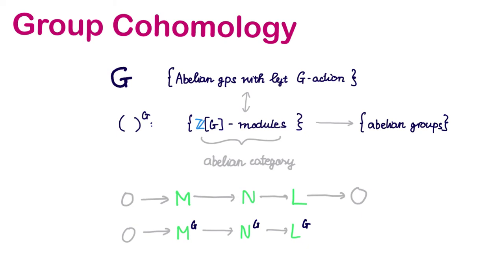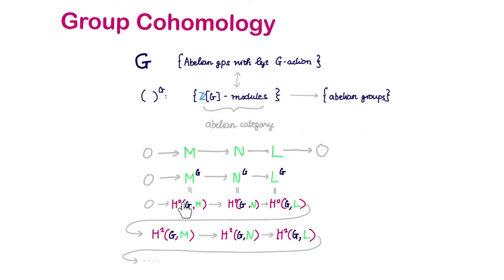More specifically, the G-invariant functor, which is a functor from the category of ZG-modules to the category of abelian groups, is left exact but not right exact. In other words, it preserves injectivity, but it does not preserve surjectivity. So in particular, it does not preserve short exact sequences, and we say that it's not exact. Now we'll define the cohomology groups of G in a way that will allow us to extend this sequence into a long exact sequence of cohomology.